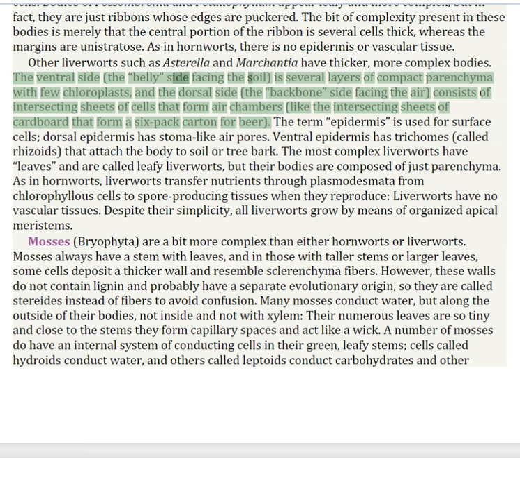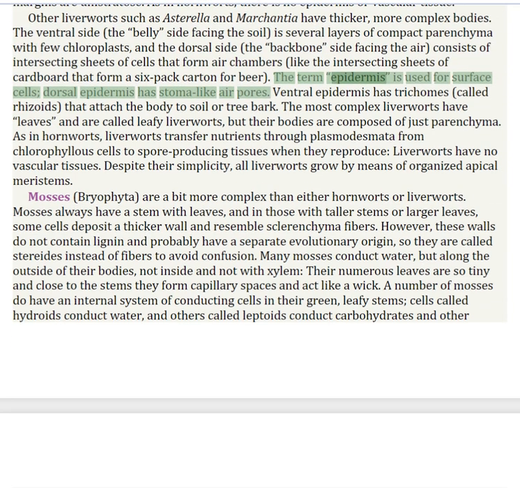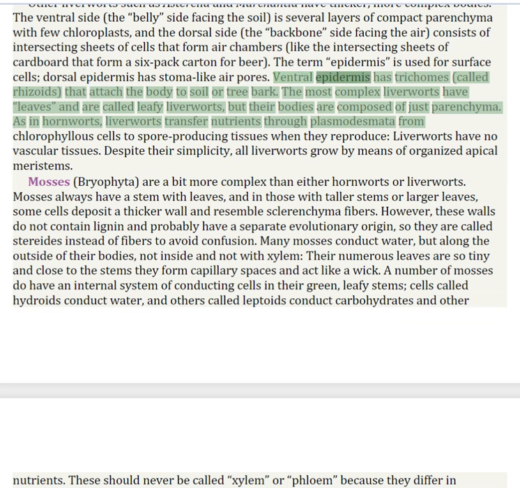The ventral side is several layers of compact parenchyma with few chloroplasts, and the dorsal side consists of intersecting sheets of cells that form air chambers. The term epidermis is used for surface cells. Dorsal epidermis has stoma-like air pores. Ventral epidermis has trichomes that attach the body to soil or tree bark.